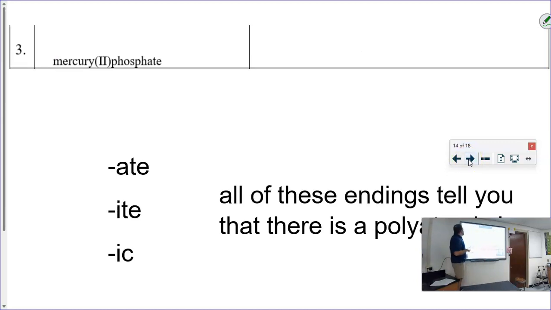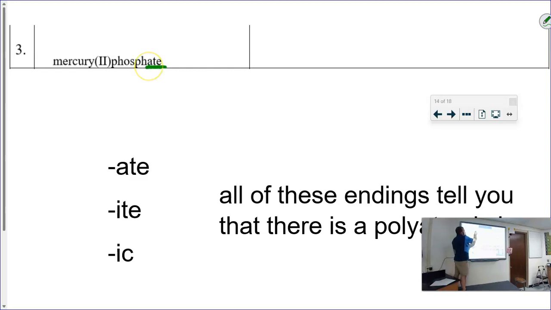Onward and upward. Mercury 2-phosphate. Now, at the bottom here, we're warning you. Ate, ite, and ick. If you see any of these suffixes, the ending of the name, if you see ate or ite or ick, it's probably a polyatomic ion. It's going to be on the back of your periodic table on that list. So to find phosphate, this is not phosphorus, element number 15. This is its own separate thing, and it's going to come off of our polyatomic ion list. The dead giveaway is that ate at the end. That's how we know we got to go look for it.